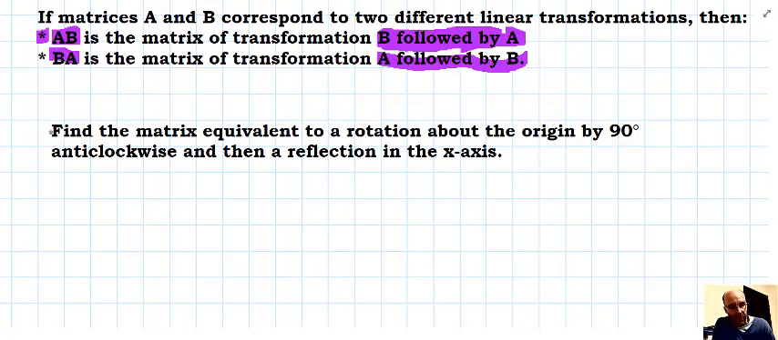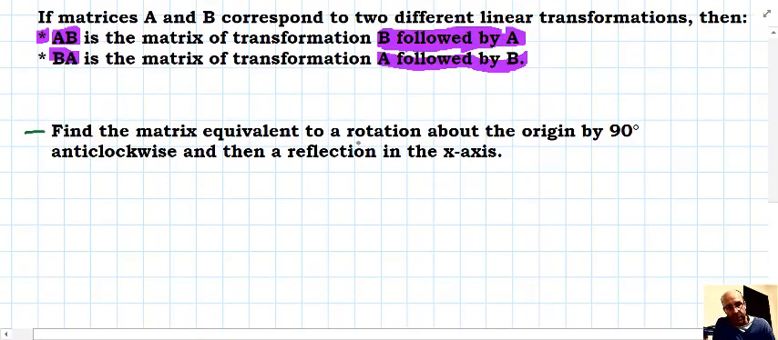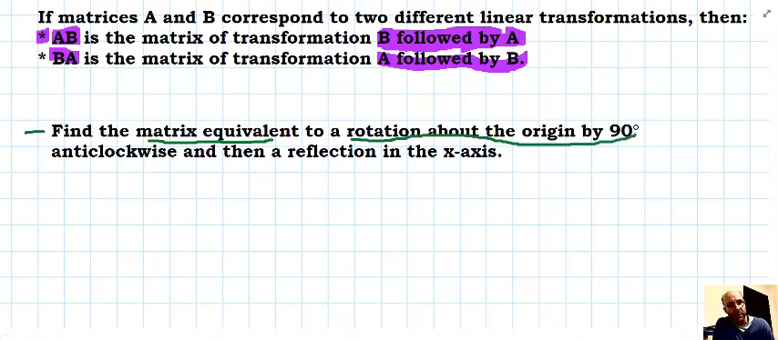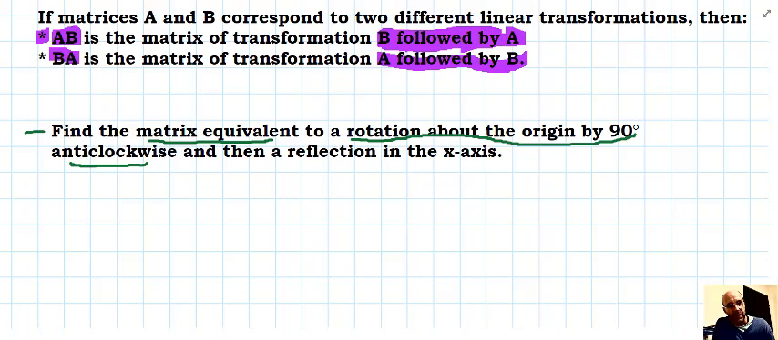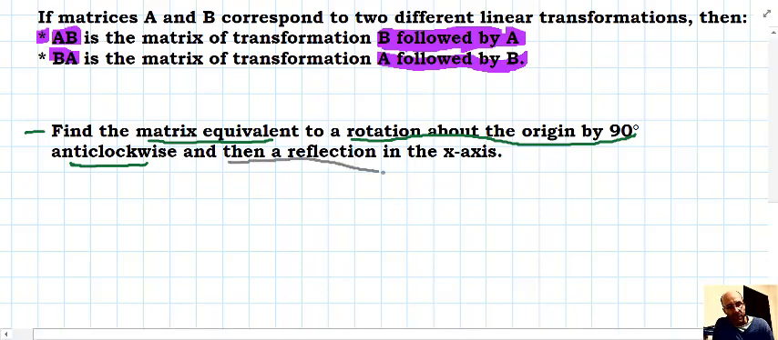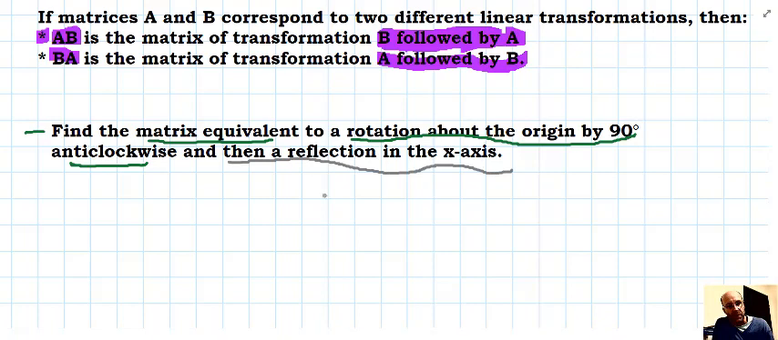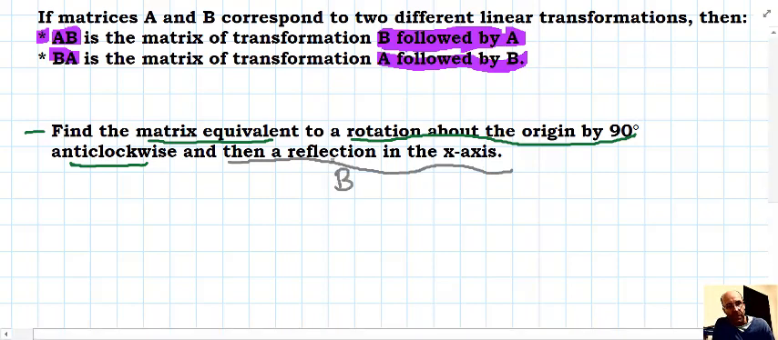Let's try one more example that uses this directly. Find the matrix equivalent to a rotation, or find the composition basically. Find the matrix equivalent to a rotation about the origin by 90 degrees. So there's one transformation, and that's anti-clockwise, so I'll underline that as well. And then a reflection in the x-axis. So let's call that one B, and let's call that transformation there A.